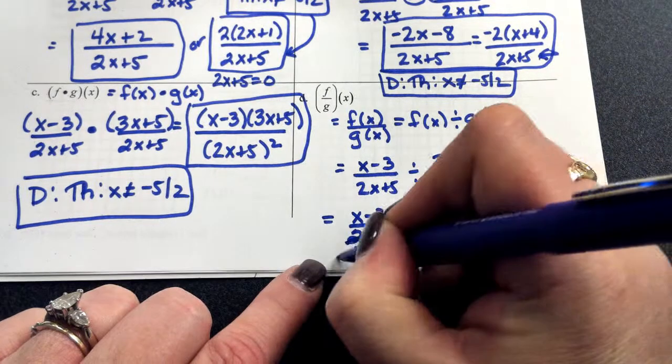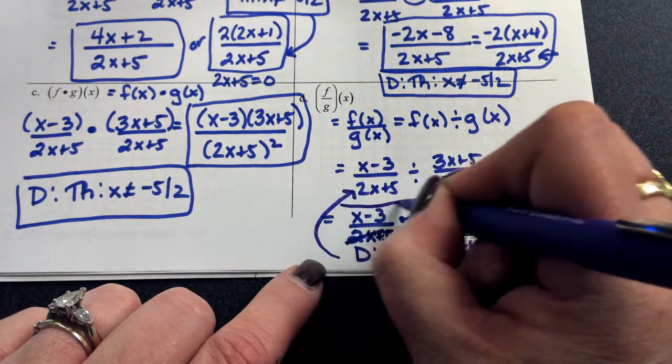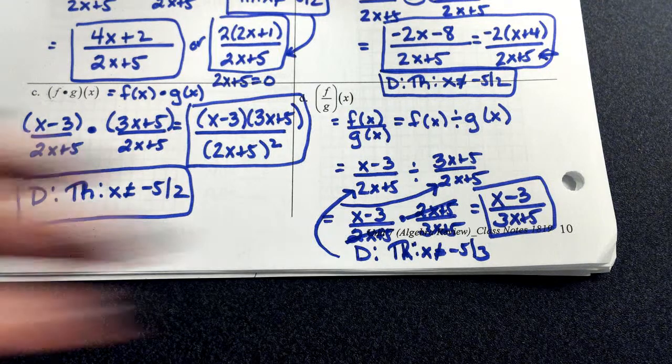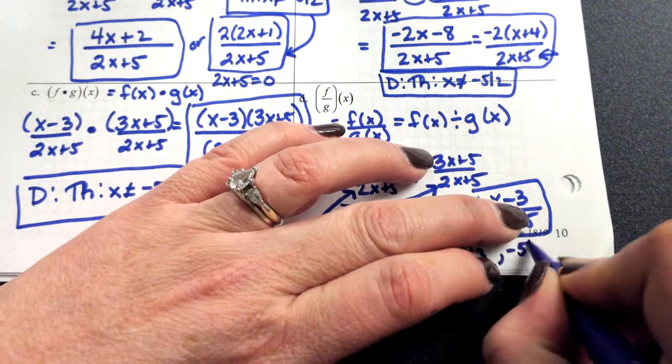However, you also have to look at your two original functions that you divided. What was the domain of f of x and g of x? All real numbers except what? Negative 5/2. If negative 5/2 isn't a number in this domain to begin with, it can't be in the domain of your final answer because negative 5/2 wasn't there to begin with. So not only do you have to include the negative 5/3, you also have to include the negative 5/2.